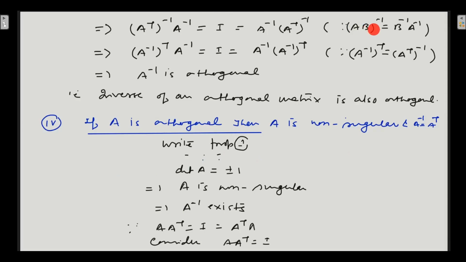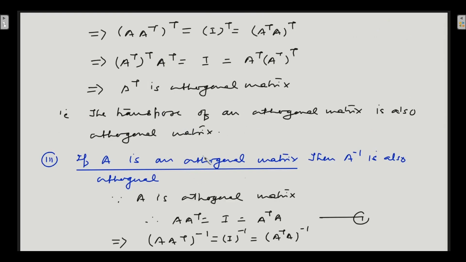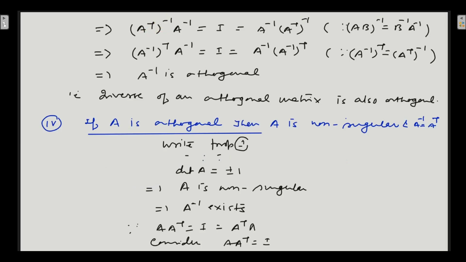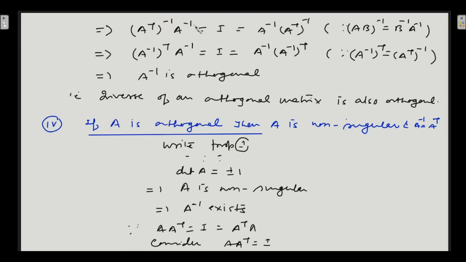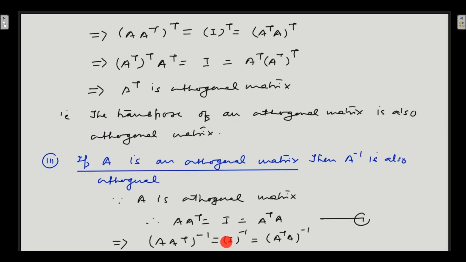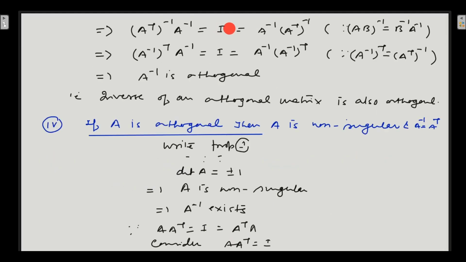Now we know this property that the inverse of AB is equal to B inverse A inverse. So this is A, this is B. For the complete inverse of AB, the second term's inverse will come in front. Then the identity matrix's inverse is equal to the identity matrix itself.